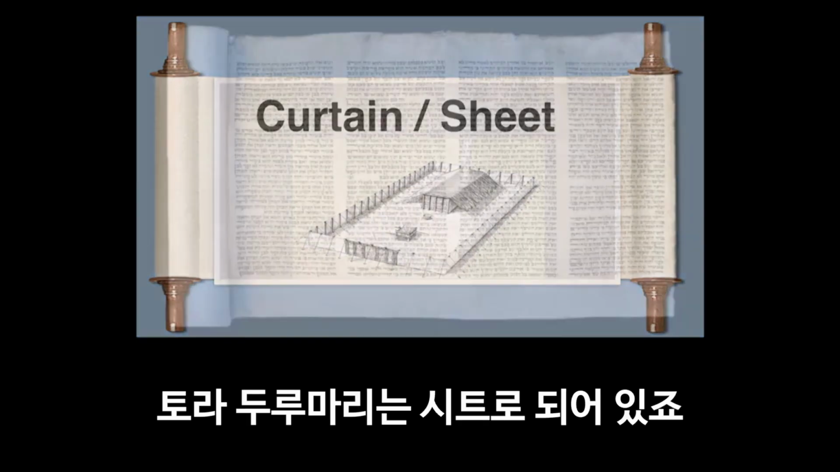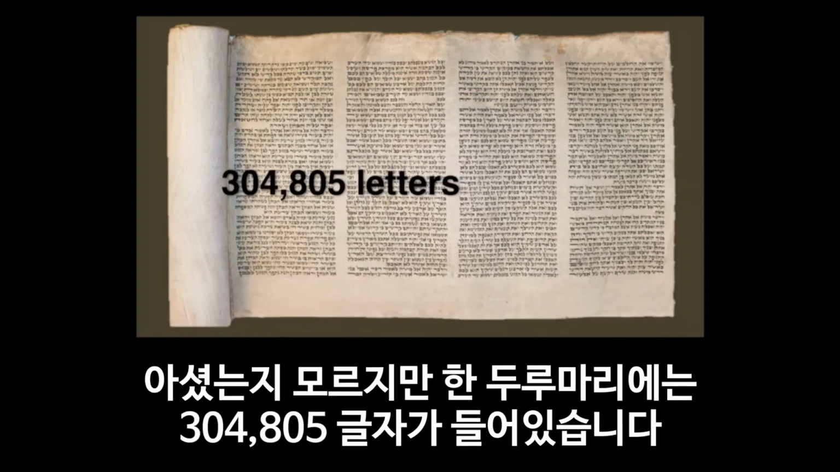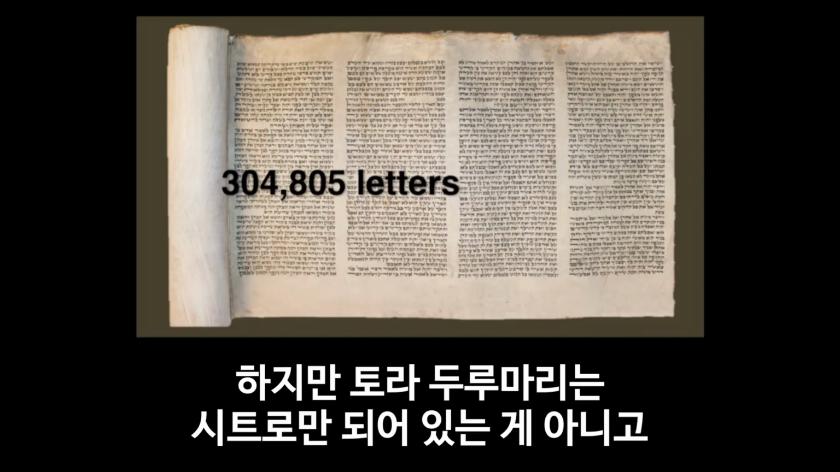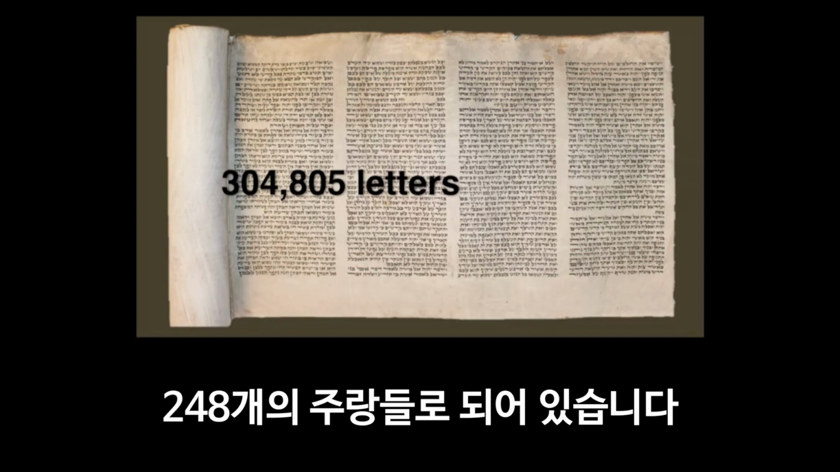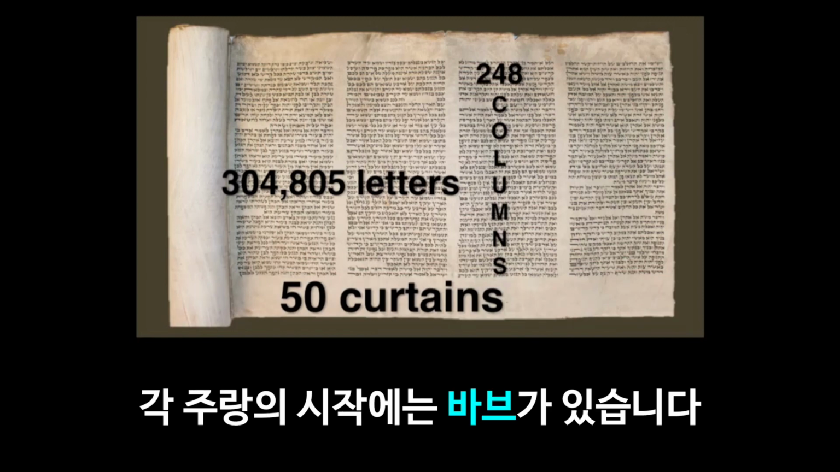Well, a Torah scroll is made up of sheets. As a matter of fact, in case you didn't know, there are 304,805 letters in a Torah scroll. But a Torah scroll is not only made up of sheets, it's made up of columns. There are 248 columns in a Torah scroll. And guess what? There are 50 curtains tied together in a Torah scroll.